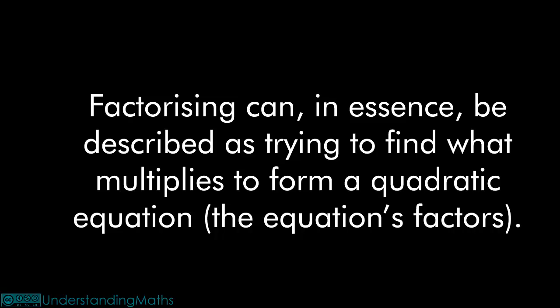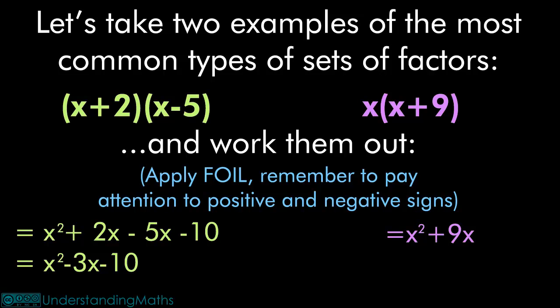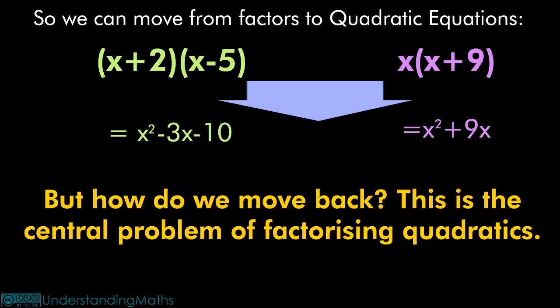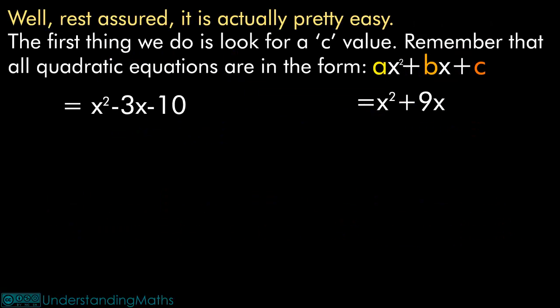The defining property of a quadratic is that it has x squared in it, so each factor of the equation usually involves x. Let's take two examples of the most common types of sets of factors and work them out applying FOIL and remembering to pay attention to positive and negative signs. So we can move from factors to quadratic equations pretty easily. But how do we move back? This is the central problem of factorizing quadratics. Well, it is actually pretty easy.